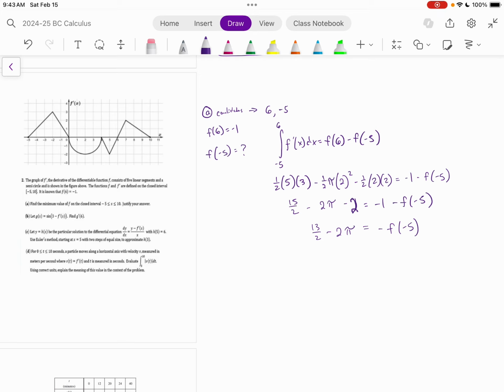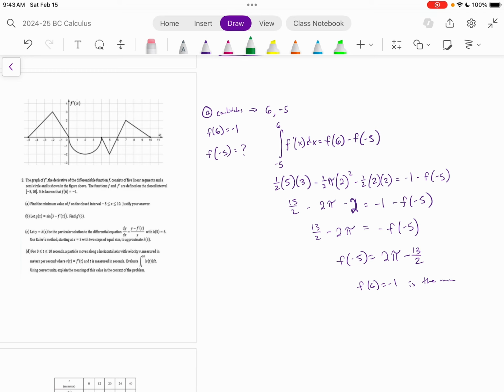Okay, so f of negative 5 is actually 2 pi minus 13 halves, which is going to be bigger than negative 1, I think. Right? Because that's going to be like 6.28 minus 6.5. Yes, so I would say f of 6 equals negative 1 is the min. Okay, that was a lot of work for that one. Let's look at B then.